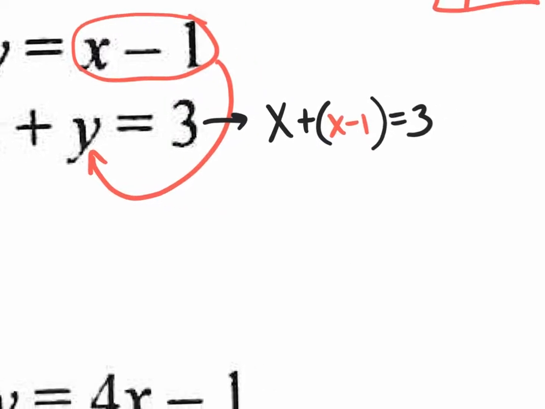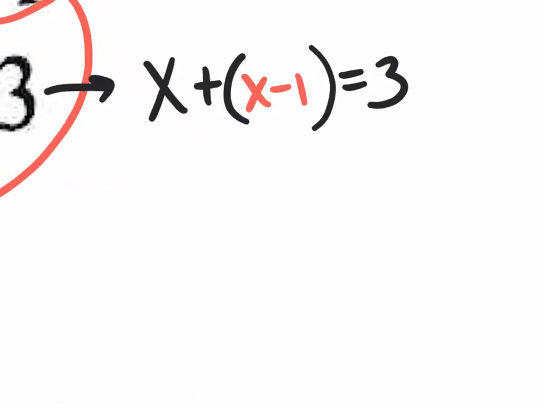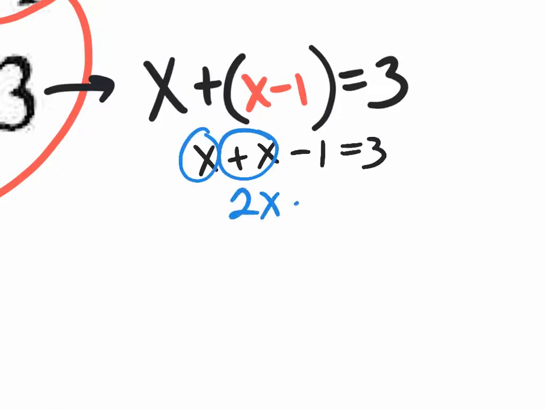Now again, we're able to focus in on this simple equation and solve it. There is no distributive property. You don't even need those parentheses. It could be rewritten as just x plus x minus 1 equals 3. And of course, x plus x is 2x minus 1 equals 3. I'd have to get that x by itself now. So I would add 1 to both sides.